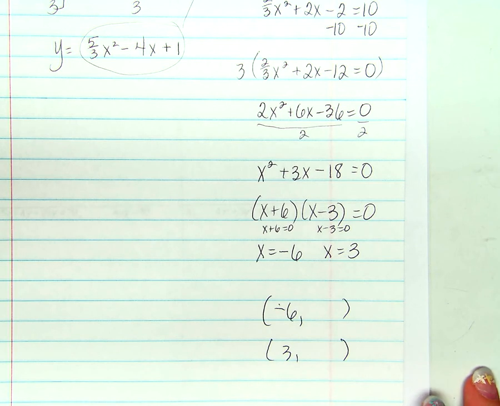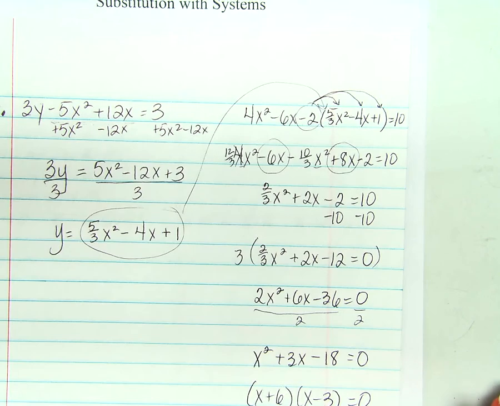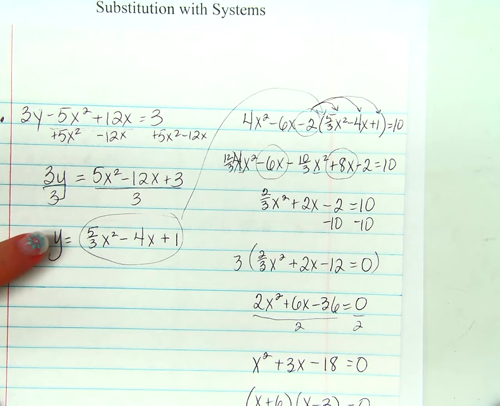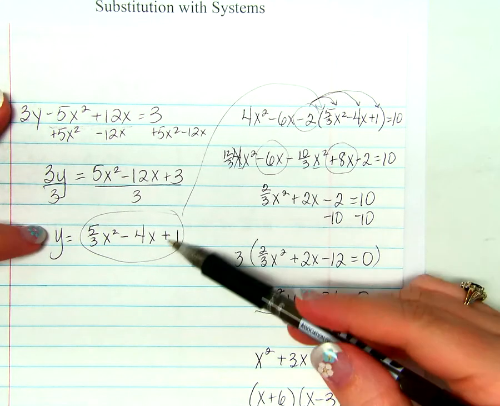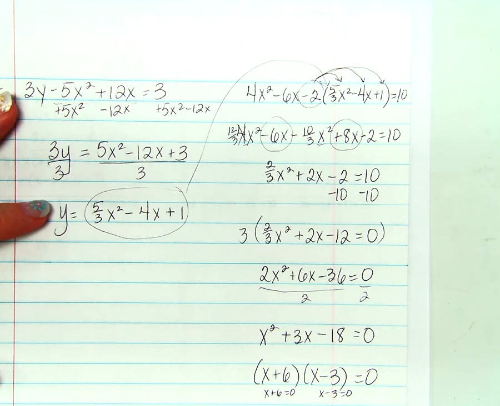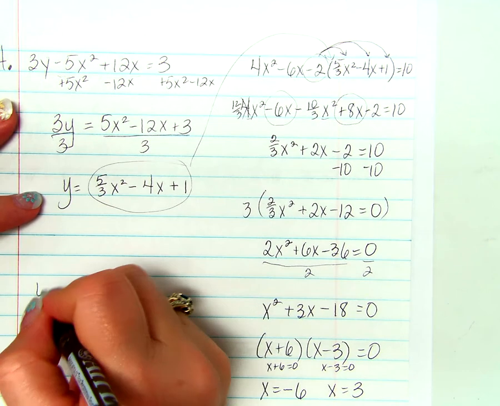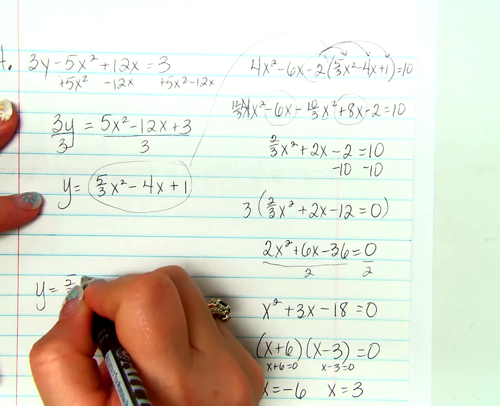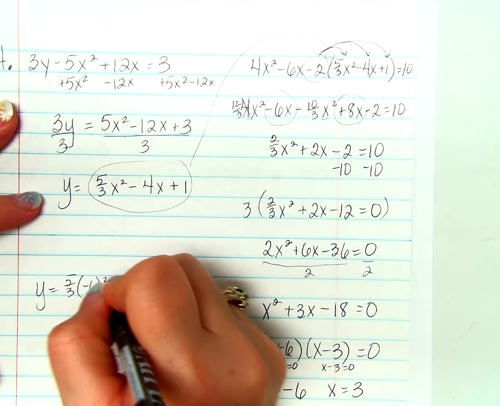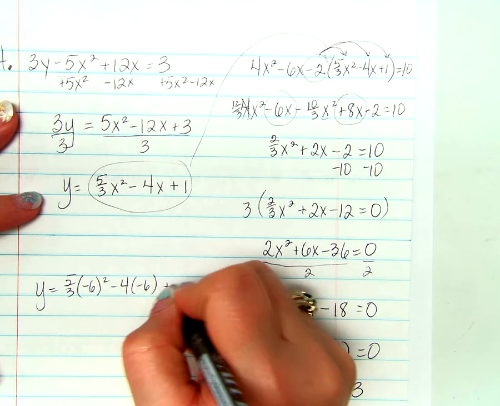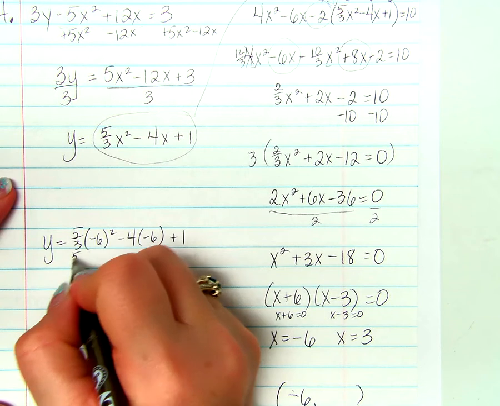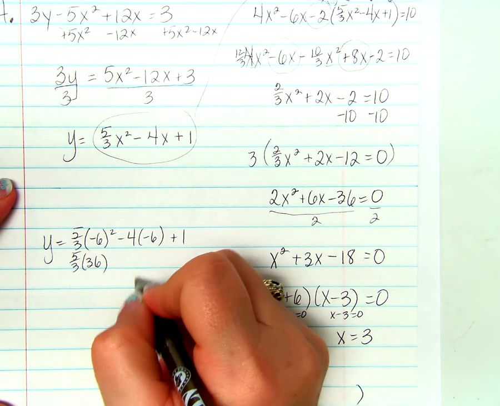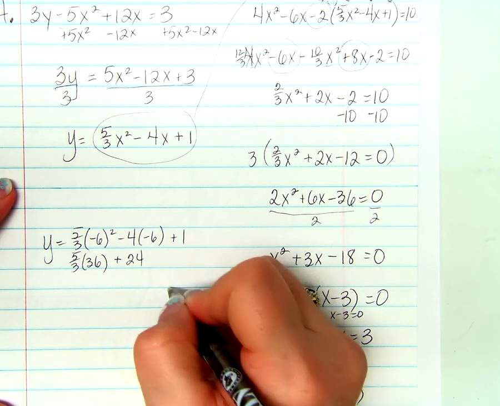So now what? Where should I go back? Yeah, how about right here, right? Y is already solved for in this particular function right here, so why don't we go back right there? So we say y equals 5/3 times negative 6 squared minus 4 times negative 6 plus 1. Well, negative 6 squared is 36, so that gives us 5/3 times 36 plus 24 plus 1.